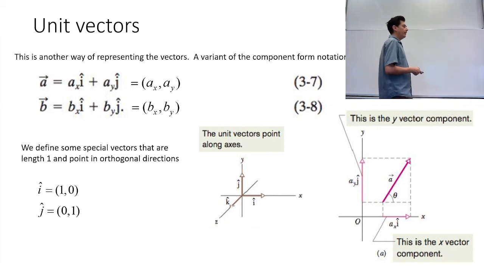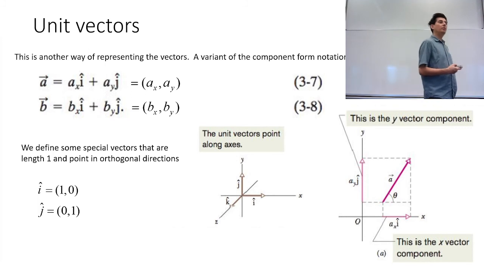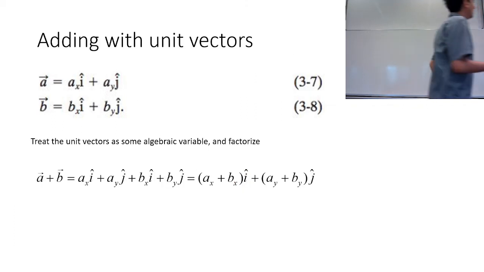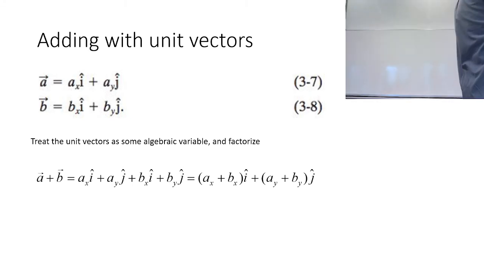And we can rewrite any vector in terms of these unit vectors. So something with coordinates ax, ay, we can simply write as ax times unit vector i plus ay times unit vector j. All right, so we can add with these unit vectors.